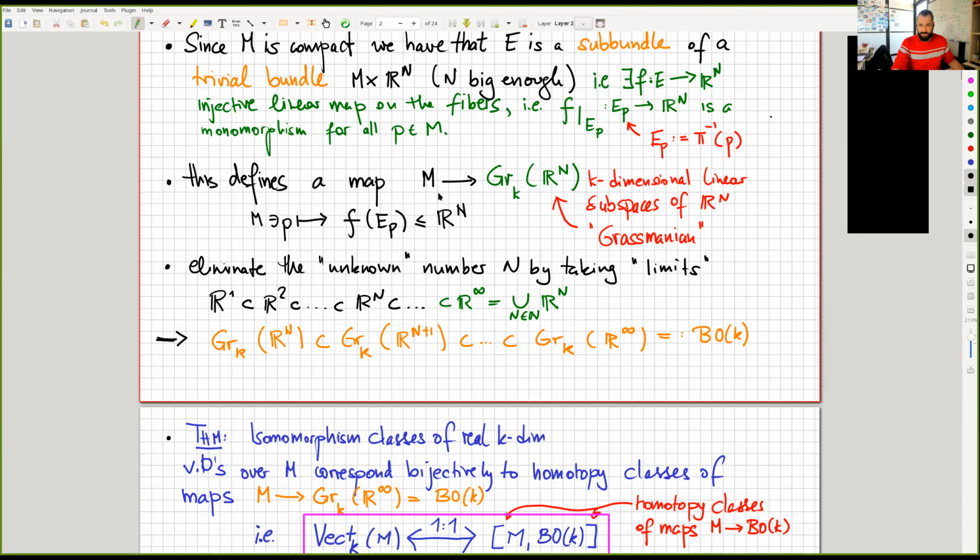So you have here a topology, and M also has a topology. And what you do is you define a continuous map, which does the following. You take a point P on your manifold, and you map it to F of E_P, which is now a k-dimensional linear subspace because F is injective on the fibers of R^n. So this is a k-dimensional subspace, right? And in that way, you get a map from M to the Grassmannian.